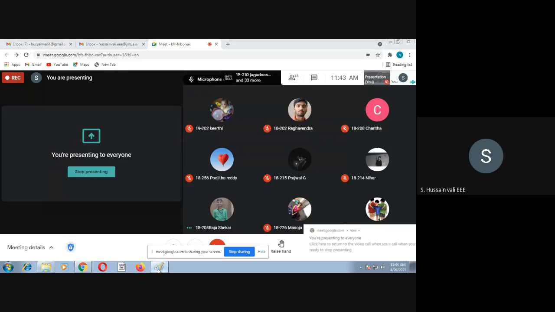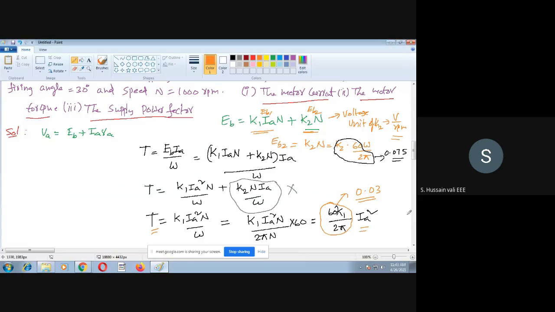So now please see, he is now here. So this is the constant he has given. This is how we find out what constant he has given. So 60k1 by 2 pi, that is 0.03. That is the constant he has given. Another constant is 60k2 by 2 pi. Better I will write this side what constants we got at the end: 60k2 by 2 pi, this value he has given as 0.075. Another constant 60k1 by 2 pi is 0.03. These are the two constants he has given.